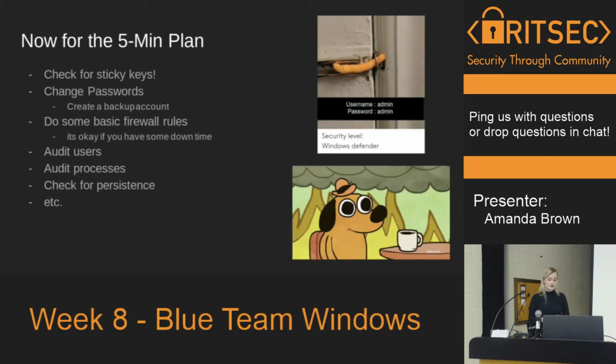Next, you're going to want to audit your users, audit your processes, check for persistence, et cetera. There are certain things that, depending on which version of Windows you're being forced to deal with, you're going to want to do. Whether that's changing different registry settings or disabling certain things, it's just important to know where the common vulnerabilities will be affecting your machine. So just do some research.